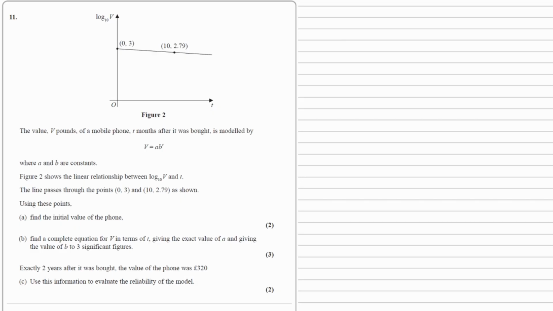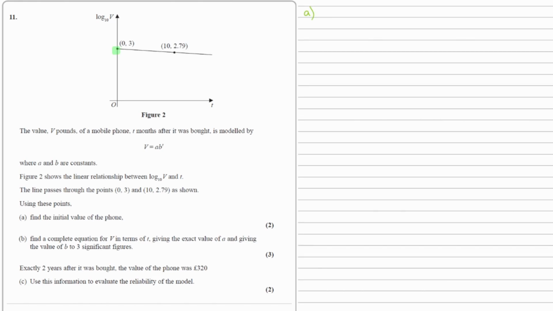Number 11. The value V pounds of a mobile phone t months after it was bought is modeled by V = AB^t, where A and B are constants. Figure 2 shows the linear relationship between log10 V and t. The line passes through the points (0, 3) and (10, 2.79) as shown. Using these points, part A, find the initial value of the phone.